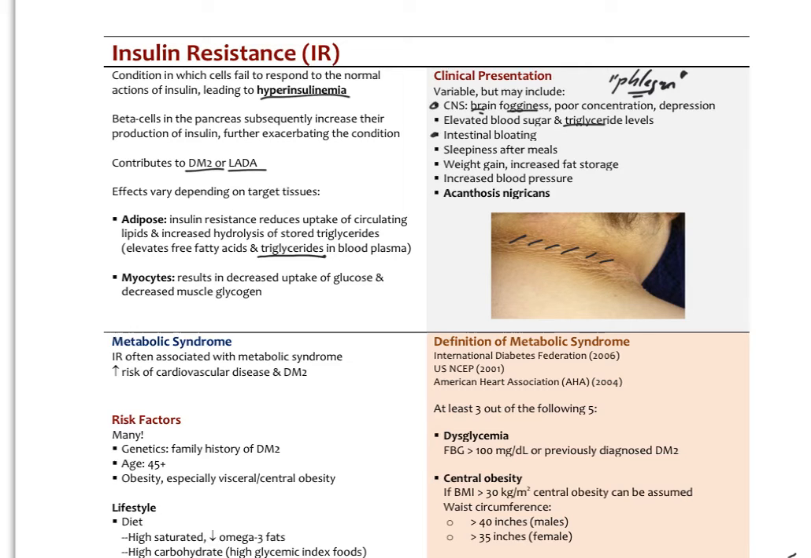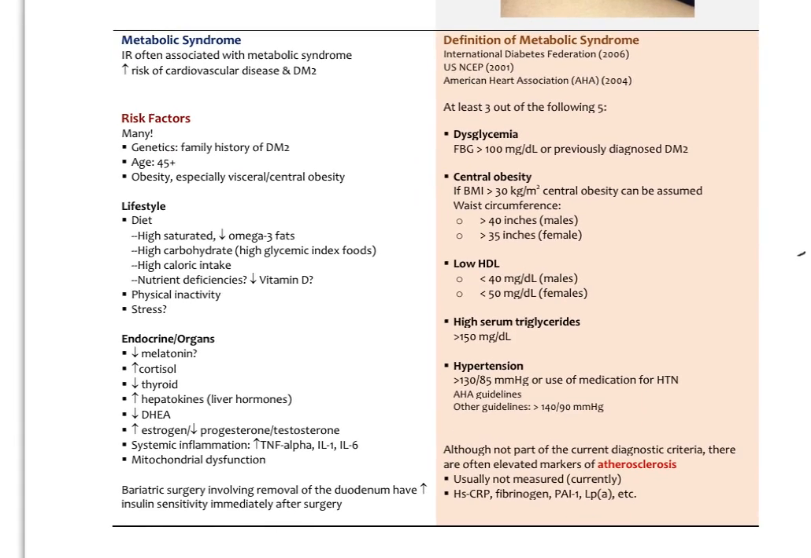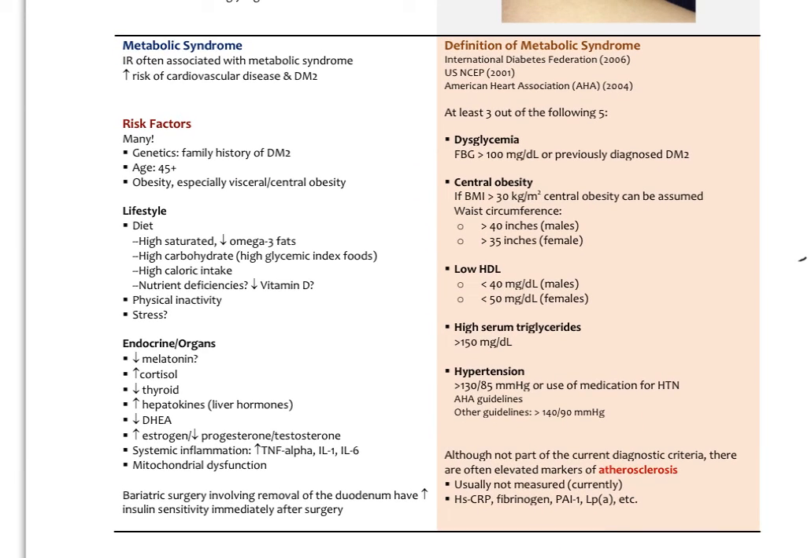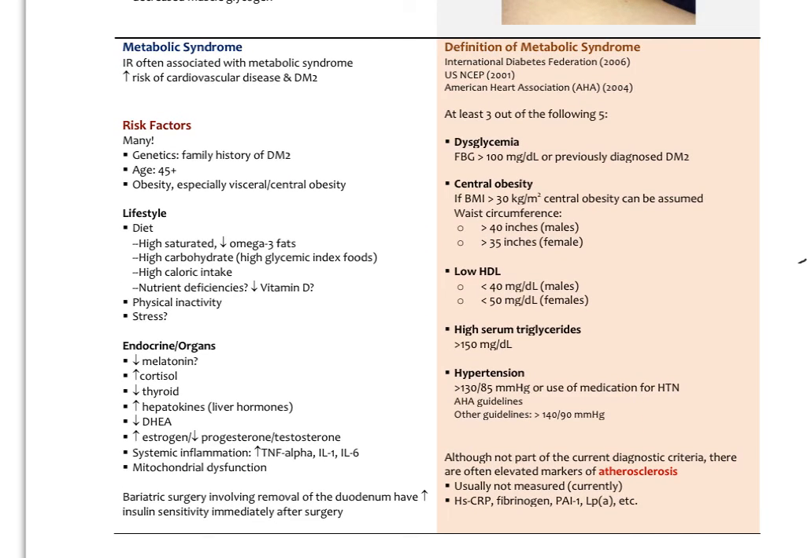Now, insulin resistance often goes along with metabolic syndrome. I mentioned this before. Metabolic syndrome is kind of an epidemic now. And the big problem with metabolic syndrome is, in addition to increasing your risk of developing type 2 diabetes, it dramatically increases your risk of cardiovascular disease. So there are many risk factors. Genetics is one, and that's having a family history of type 2 diabetes.